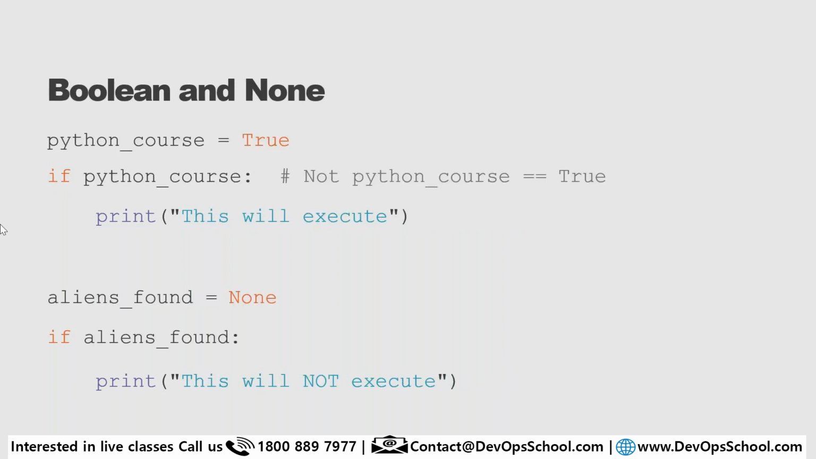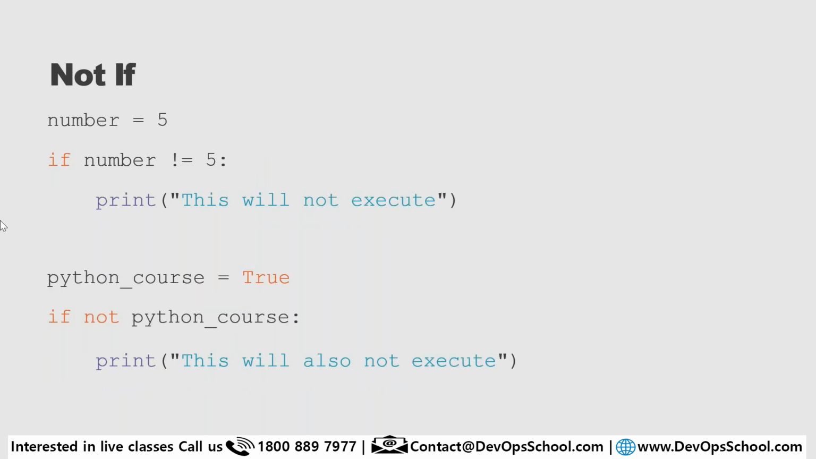Now here you can also play with a boolean and None. So here you see Python course is equal to True. That's a boolean. Here it says, if Python course is true, then this will execute. If Python course is not true, let's say you set it to False, then it will not print. So that also you can use with the if condition with a boolean. Here None also you can use.